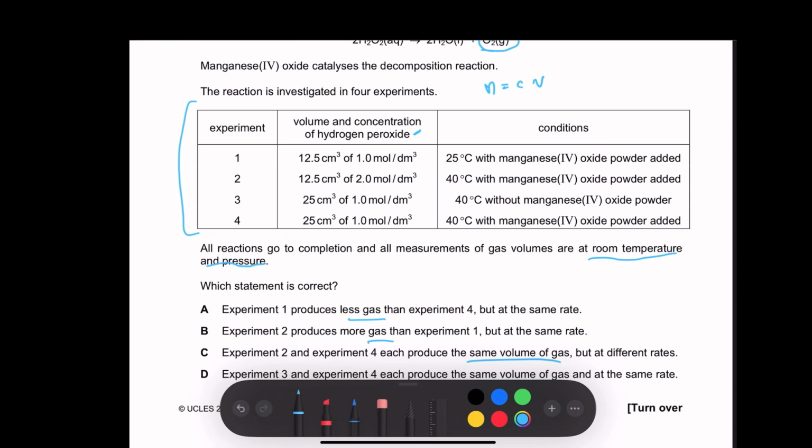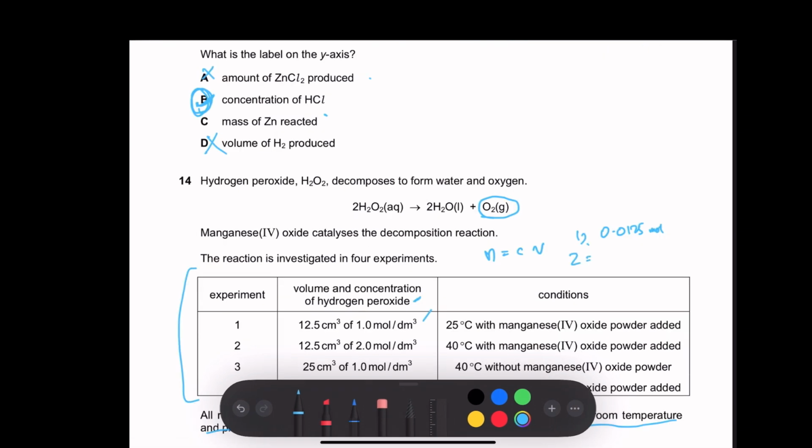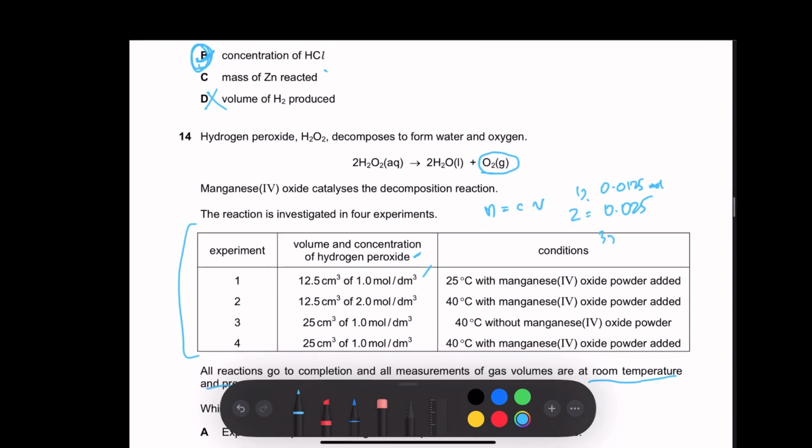So in experiment number 1, we have 0.0125 moles. Then in experiment 2, the moles are 0.025. In experiment 3, the moles are 0.025. In experiment 4, the moles are the same, 0.025.